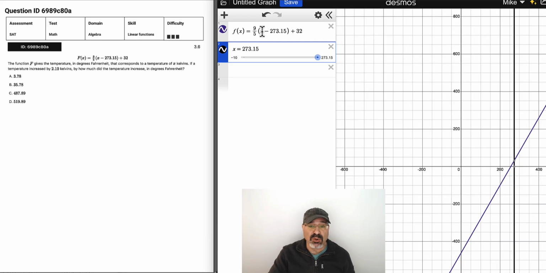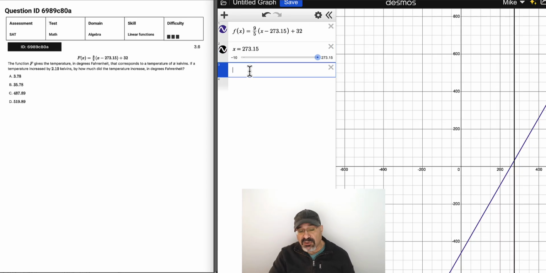If x is equal to 273.15, you can just go ahead and figure this out. I mean, 273.15 minus 273.15 is going to give us 0. That's why I picked it. 0 times 9/5 is 0, plus 32 is 32. So if we say that x is equal to 273.15, then our output is going to be 32. Very good. What happens when I increase the temperature by 2.1 degrees?